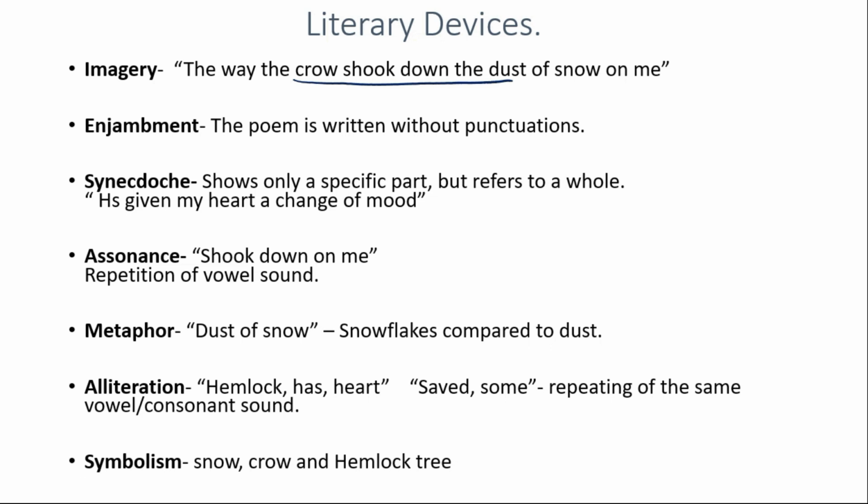Enjambment: the poem is written without punctuation. Synecdoche shows only a specific part but refers to a whole. So he's saying it has given my heart a change of mood. His entire mood has changed. Assonance: "shook down on me." Like I said, the repetition of the O sound.